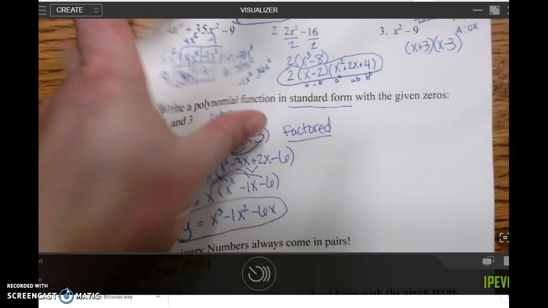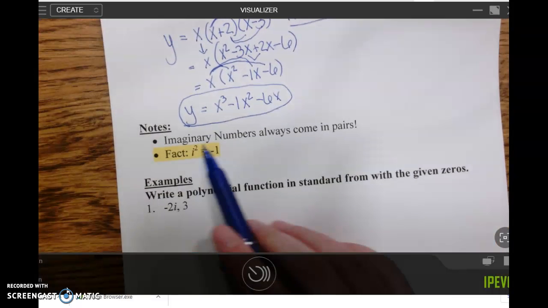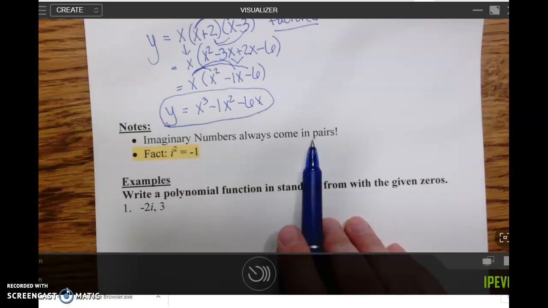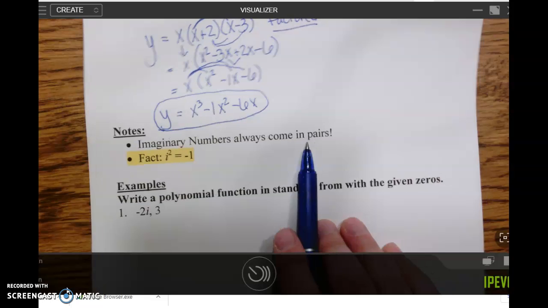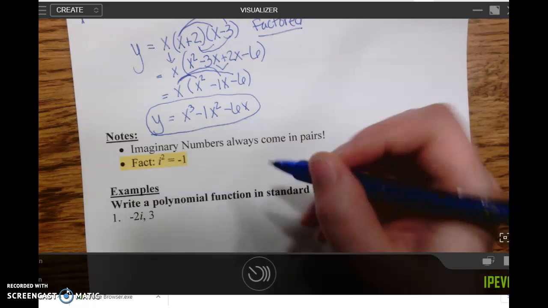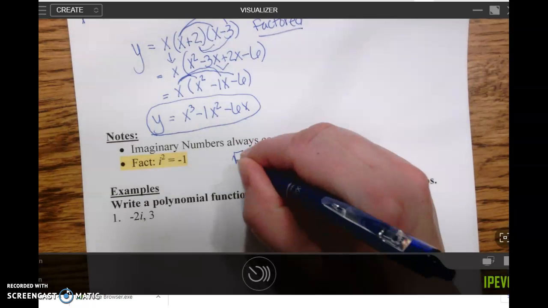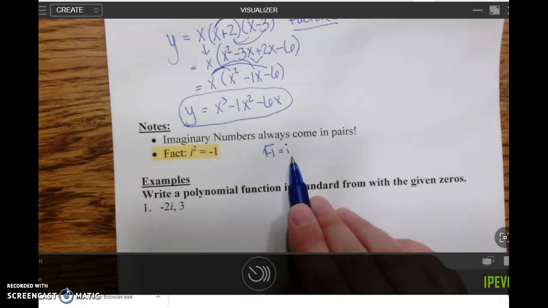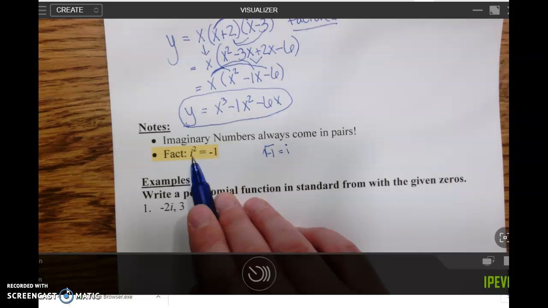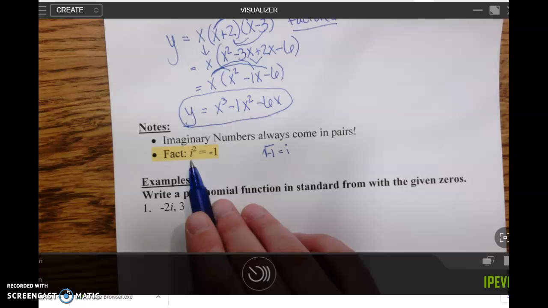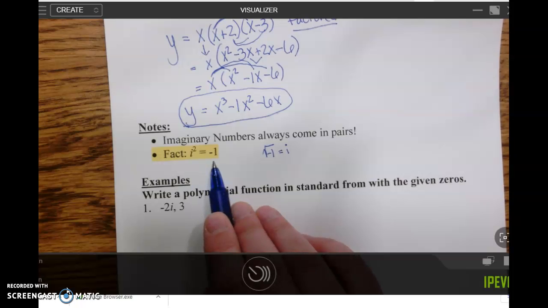For notes today, I want you to know that imaginary numbers always come in pairs. So we talked about imaginary numbers right before finals first semester. So just as a reminder, i squared is a negative 1, and you won't need this for this lesson, but remember the square root of a negative 1 is i. So anytime you have a negative under a square root, it comes out as i. But if you have i squared, in other words, if we square both sides, the square and the square root would cancel, and we know i squared is just a negative 1. So whenever we see an i squared, we can replace that with a negative 1.